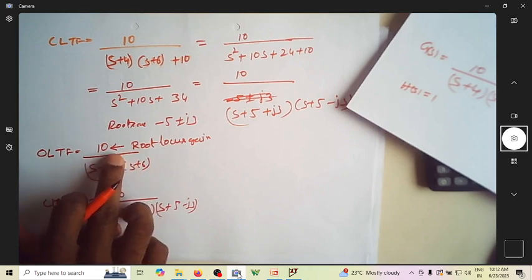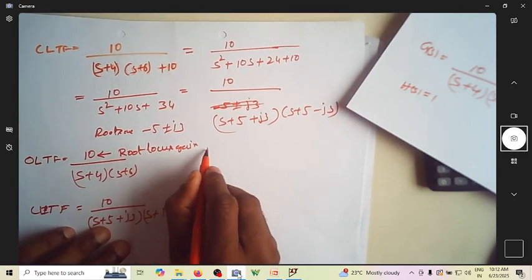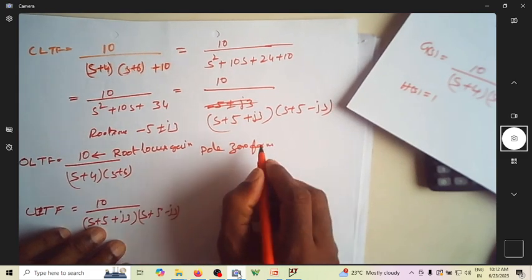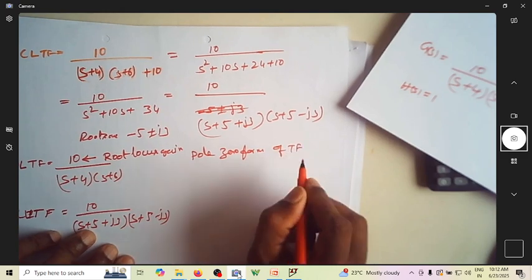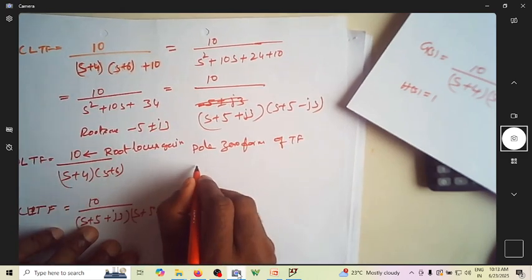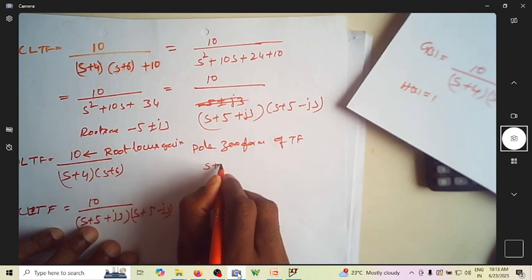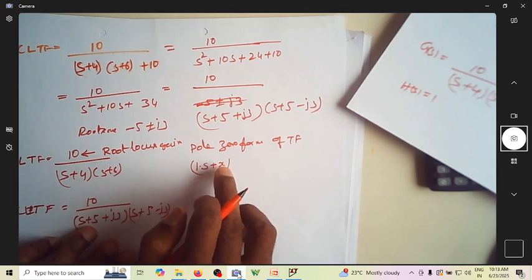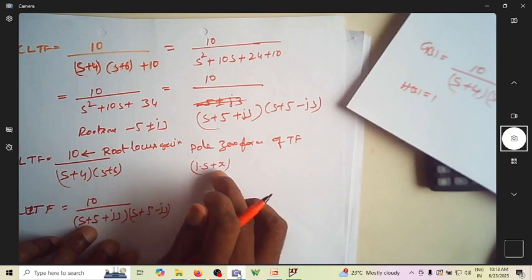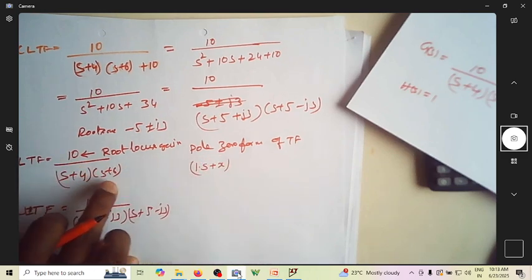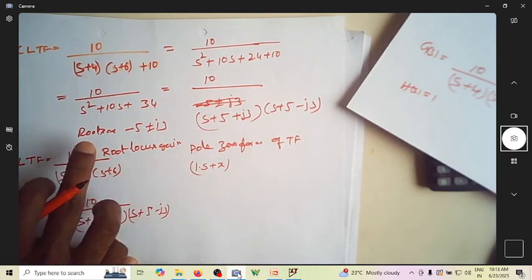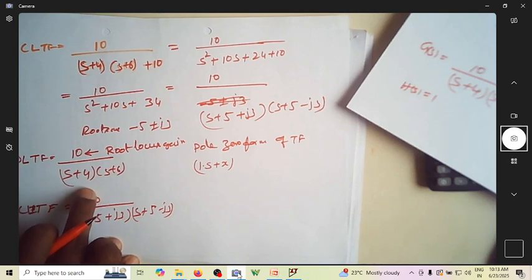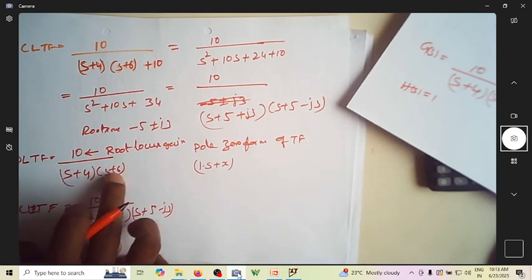If it is in this form, it is called the pole zero form of transfer function representation, which will always have s plus something, whereas the coefficient of s is always 1. So it is 1 into s plus x. This x indicates the position of the pole or zero. If it is in the numerator, it becomes an open loop zero. If it is in the denominator, it becomes an open loop pole. So this is an open loop pole.